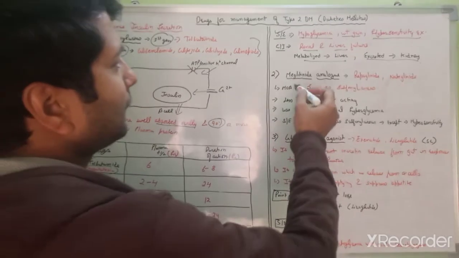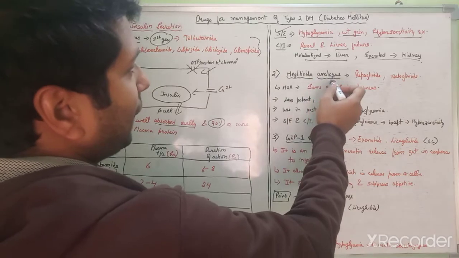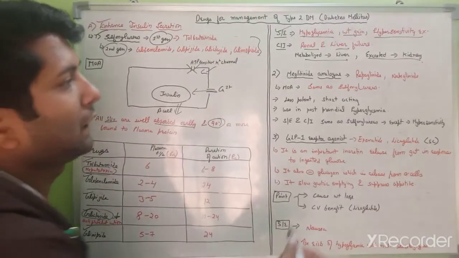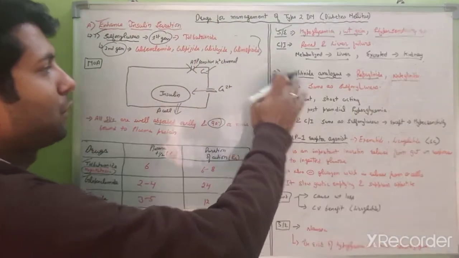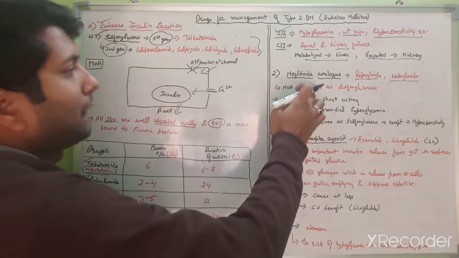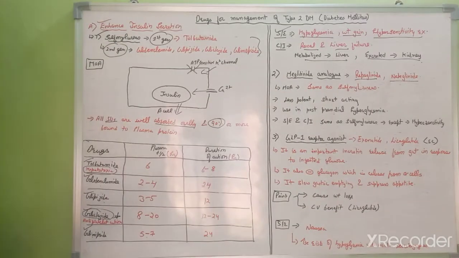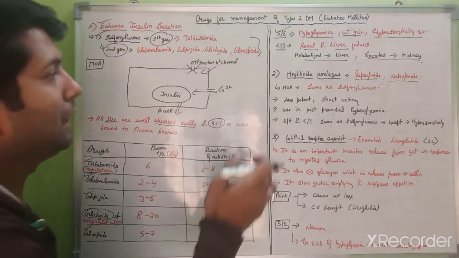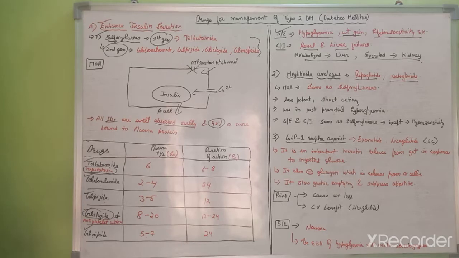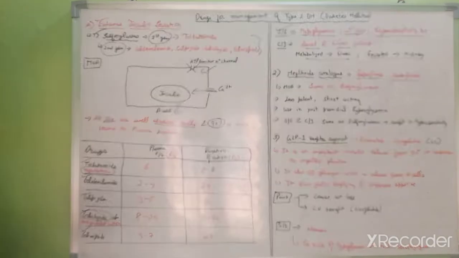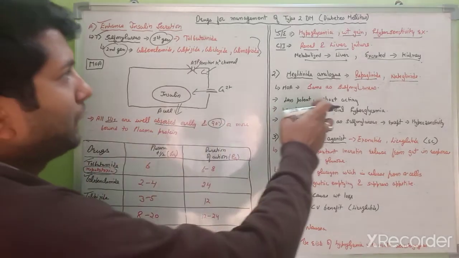The second category in this class is meglitinide analogs. In this category we have drugs like repaglinide and nateglinide. These drugs possess the same mechanism of action as sulfonylureas. They inhibit the ATP sensitive potassium channels, due to which potassium will not go into the cell. This causes depolarization, due to which calcium goes inside the beta cells, and then they release insulin. In this way these drugs release insulin.